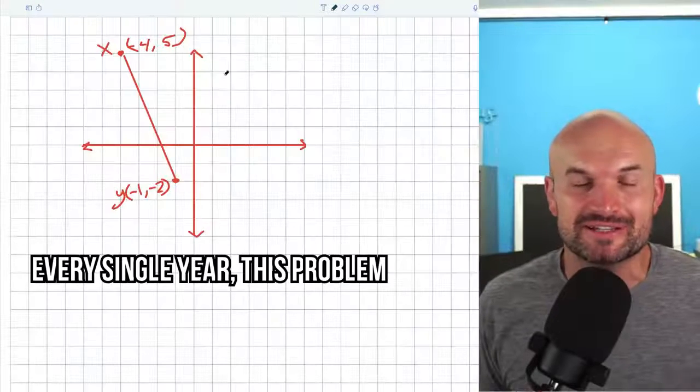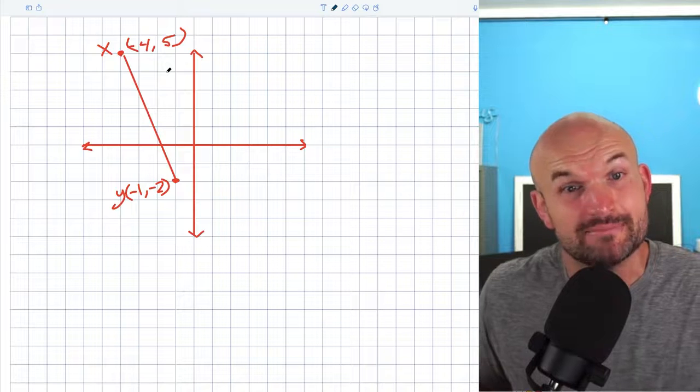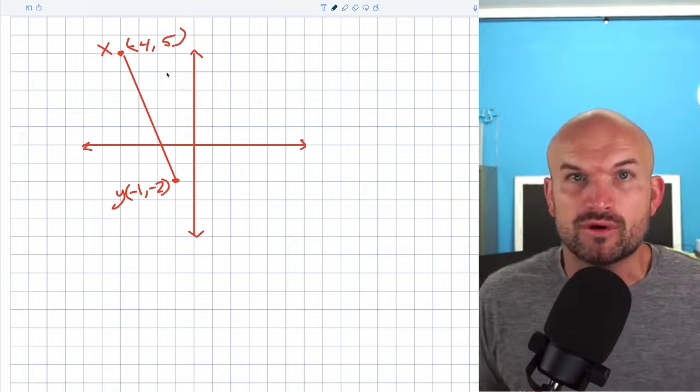What's up, guys? Every single year, this problem always seems to get students mixed up. And I think part of the reason is students just kind of forget the midpoint formula, or they just don't really understand what they're trying to achieve.